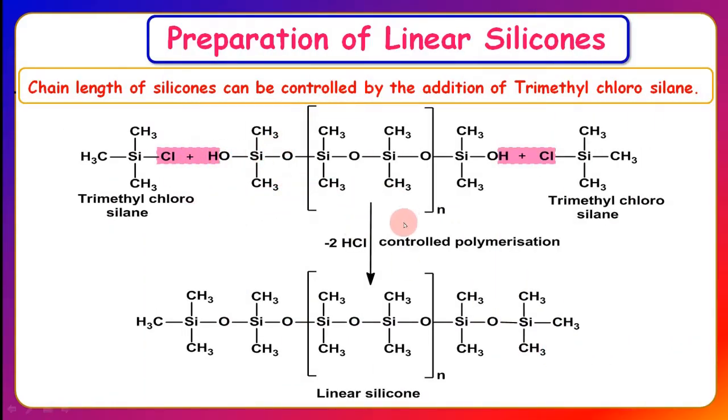The chain length of these linear silicones can be controlled by addition of trimethyl chlorosilane. In the picture you can clearly observe that the two molecules of trimethyl chlorosilane will react with the terminal OH groups of linear silicone so that you will get the controlled chain length of linear silicones with the loss of HCl molecules.